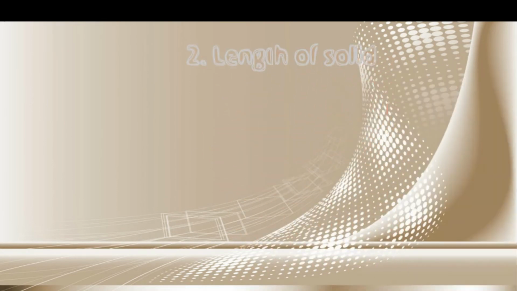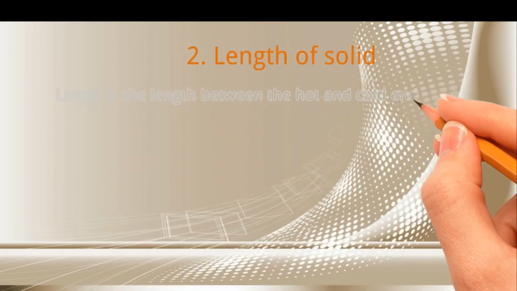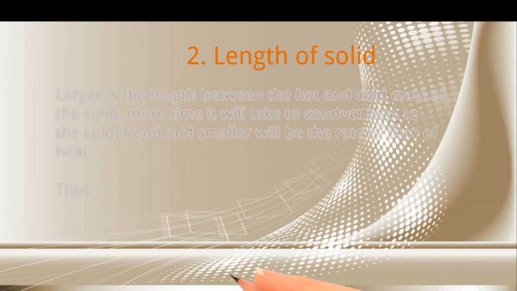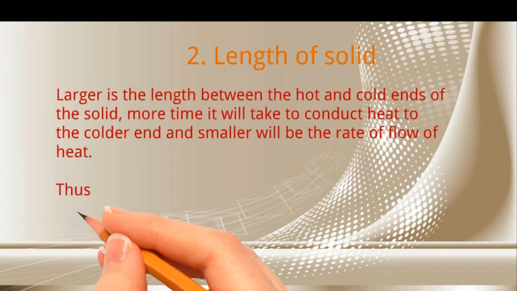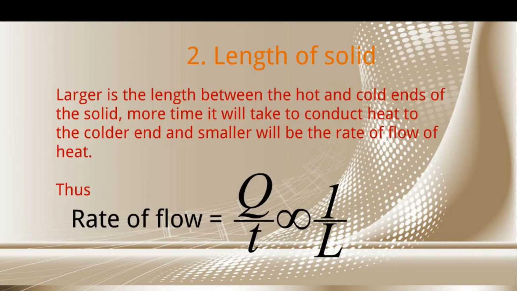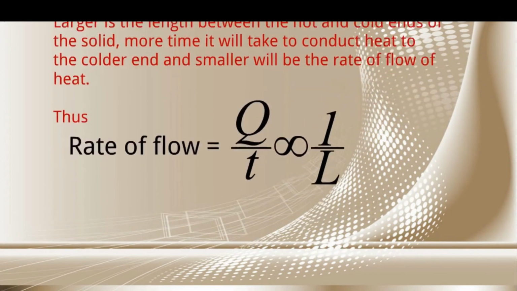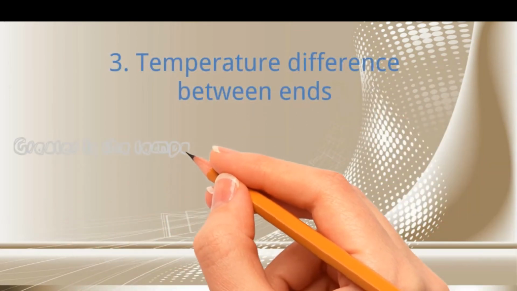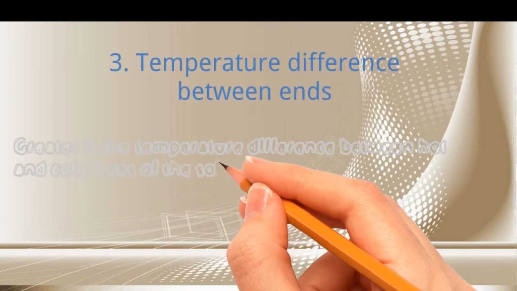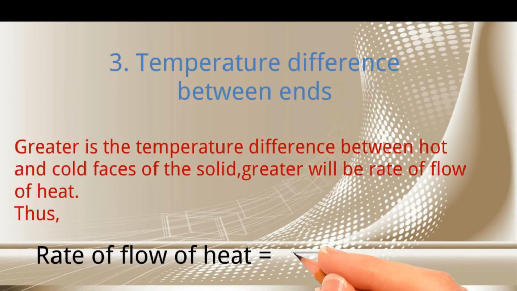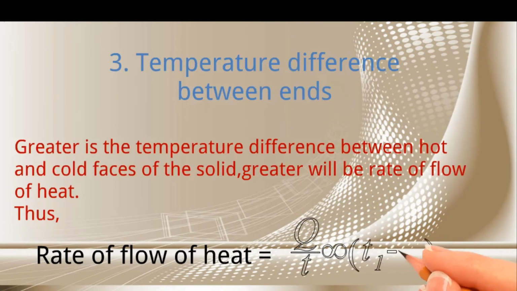Length of solid. The larger the length between the hot and cold ends of the solid, the more time it will take to conduct heat to the colder end, and the smaller will be the rate of flow of heat. Thus, rate of flow of heat Q over T is inversely proportional to length. Temperature difference between ends. The greater the temperature difference between the hot and cold faces of the solid, the greater will be the rate of flow of heat. Thus rate of flow of heat Q over T is directly proportional to the difference between T1 and T2.